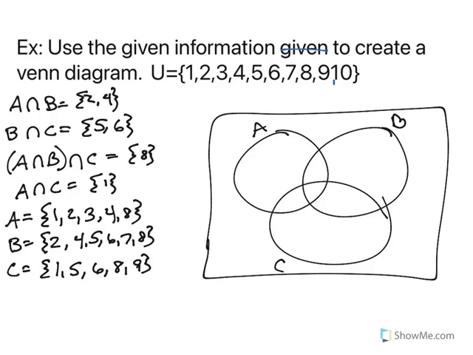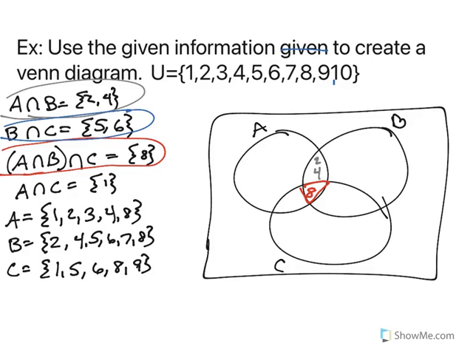And what do we know? Well, let's check this out. First things first, I like to start in the very center, right, where all three. So A and B and C is 8. A and B is 2 and 4, so 2 and 4. B and C, that's here, is 5 and 6. A and C is 1. Whew. Okay, so that fills in all of the shared spaces.